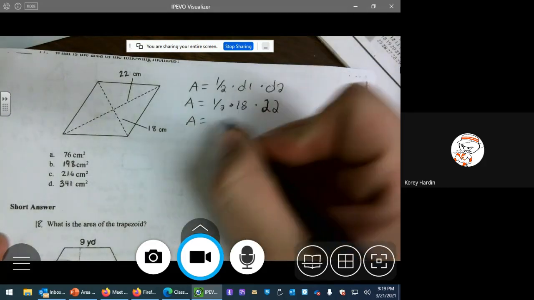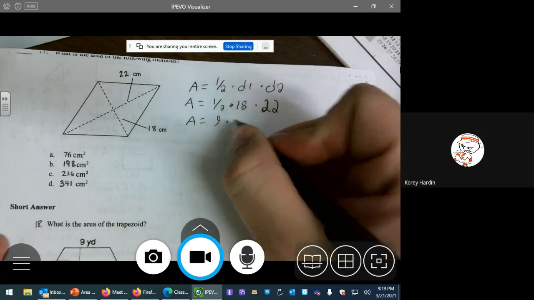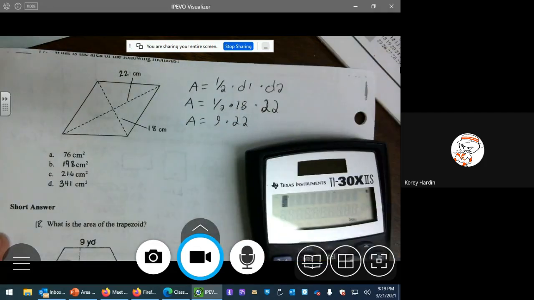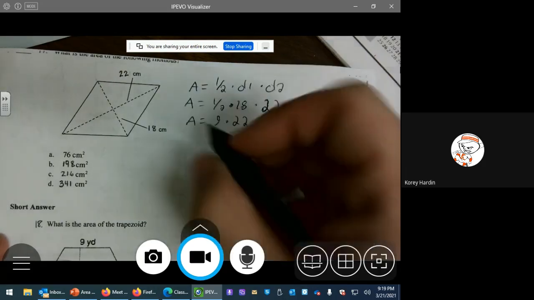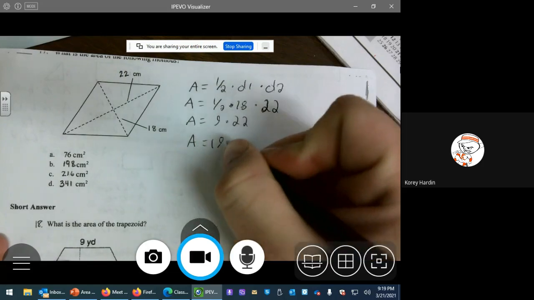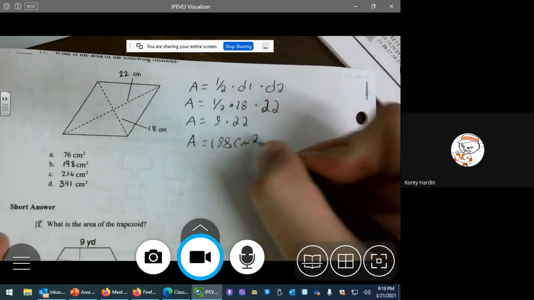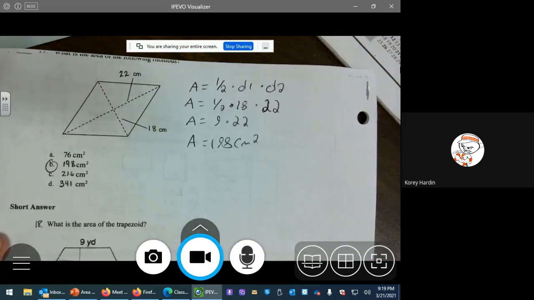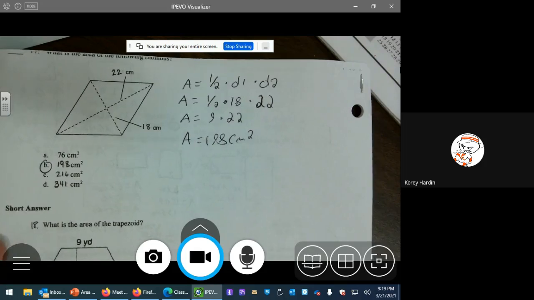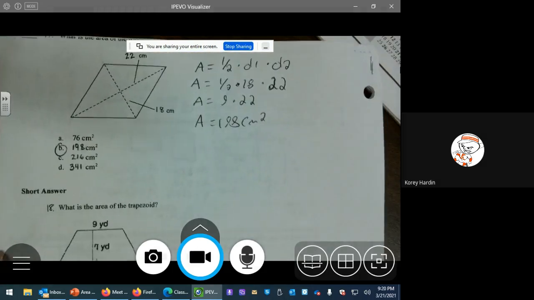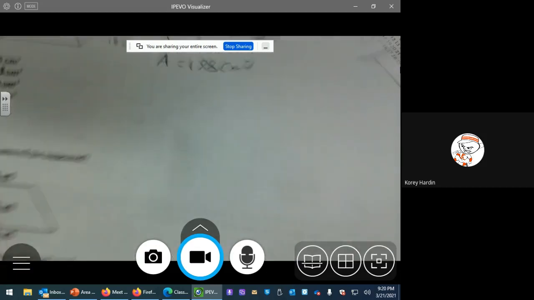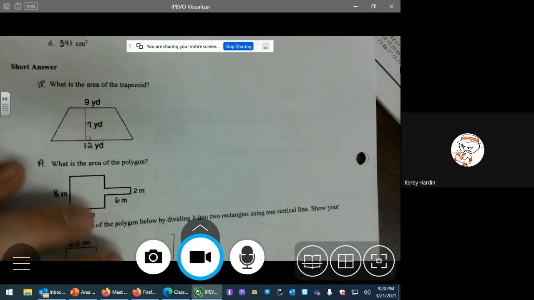So area equals 1/2 of 18, which is 9, times 22. And then 9 times 22, that's 198. Then I've got centimeters squared. So 198. All right, so 18, what is the area of the trapezoid?